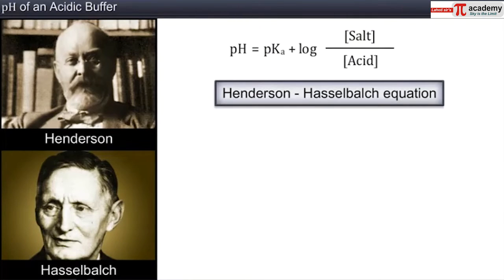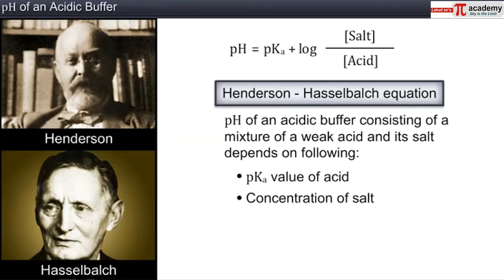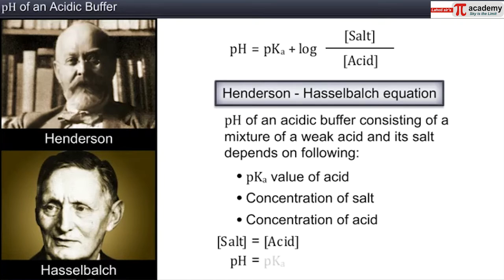According to this equation, the pH of an acidic buffer consisting of a mixture of a weak acid and its salt depends on the pKa value of the acid, the concentration of the salt, and the concentration of the acid in the solution. If the concentration of the salt is equal to the concentration of the acid, then in such a case, pH is equal to pKa.